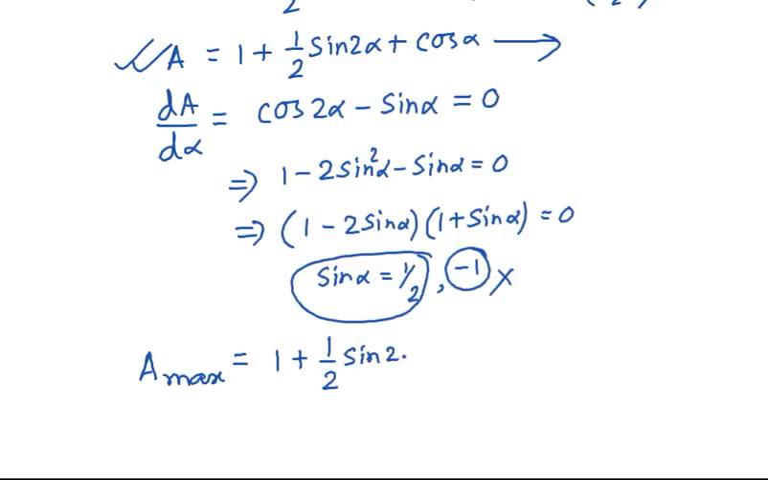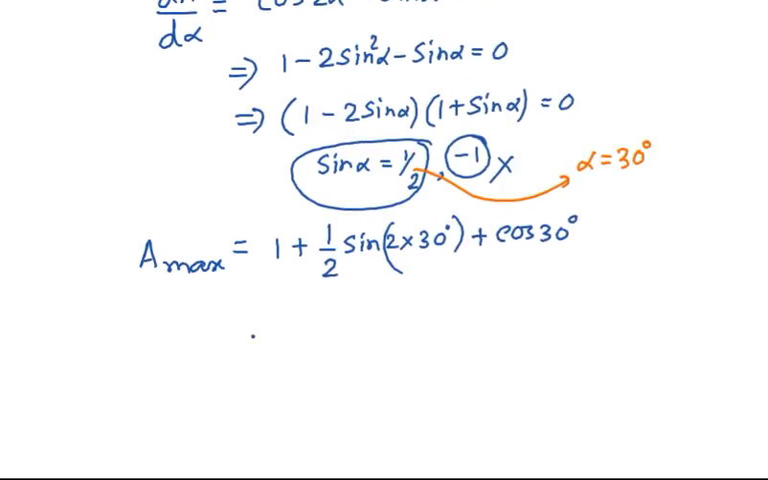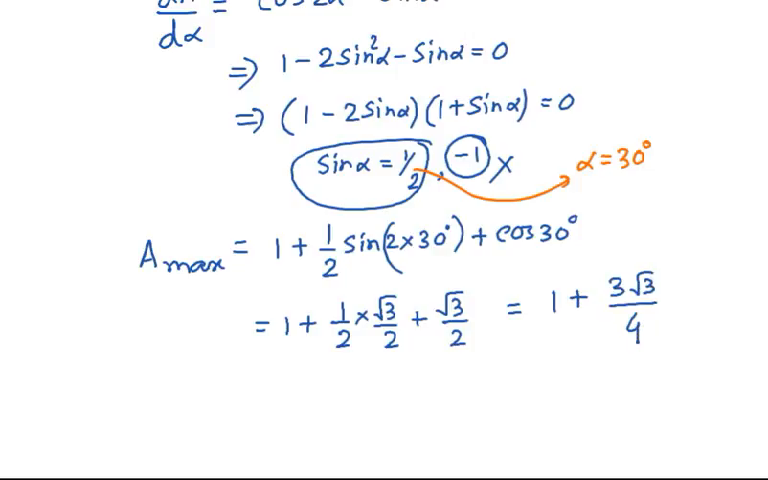So that is going to be sine 2 into, now what is alpha? Let's quickly see that sine alpha equal to half. So we can claim that alpha must be equal to 30 degrees. So the maximum area can be written as 1 plus half sine 2 into 30 degrees plus cos of 30 degrees. So our calculation is giving us 1 plus half sine 60 degrees, that is root 3 by 2, plus cos 30 degrees, which is again root 3 by 2. So the maximum area is coming out to be 1 plus 3 root 3 by 4, square units. So this is going to be the answer.